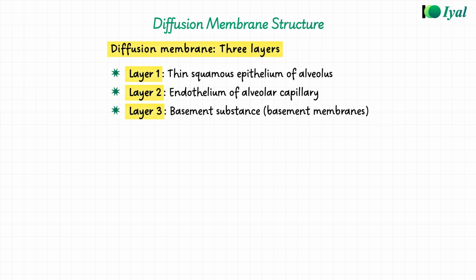Third layer is in between. It is called basement substance. This is made up of basement membranes that support both the alveolar wall and the capillary wall. So you have air side layer, blood side layer and a supporting layer in between.